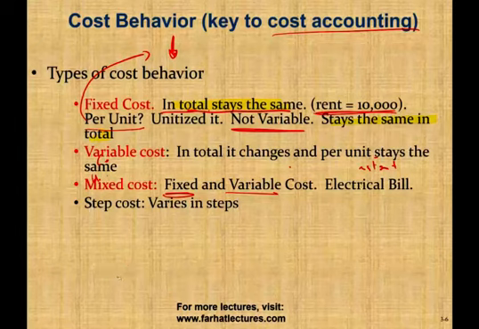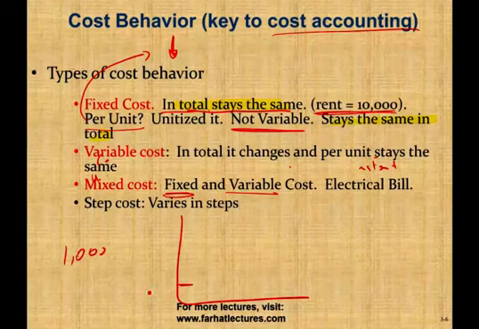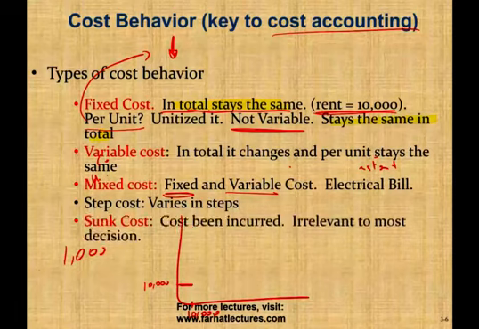What is a step cost? A step cost looks like a variable cost, but it's not really variable. For example, let's assume 1,000 boxes. To produce them, you remember the rental. I need $10,000 in rent. With $10,000 rent, I can produce 10,000 boxes.